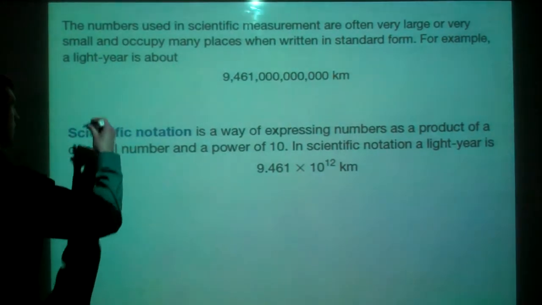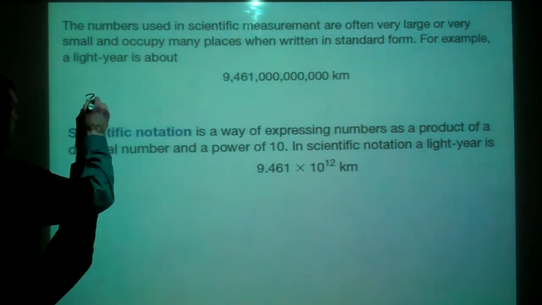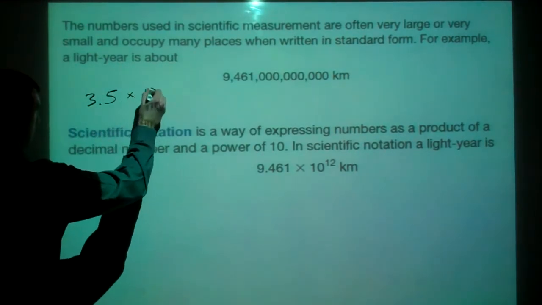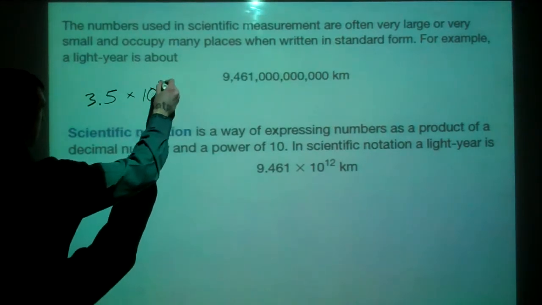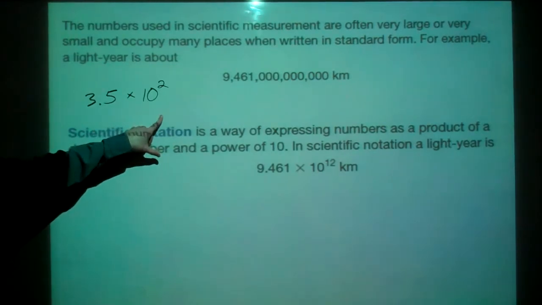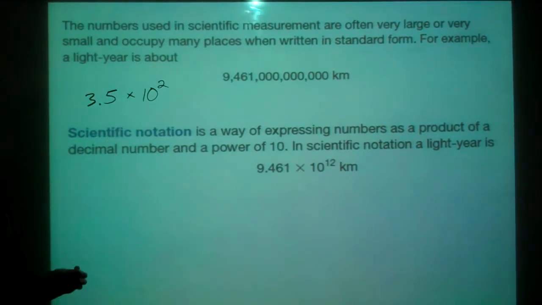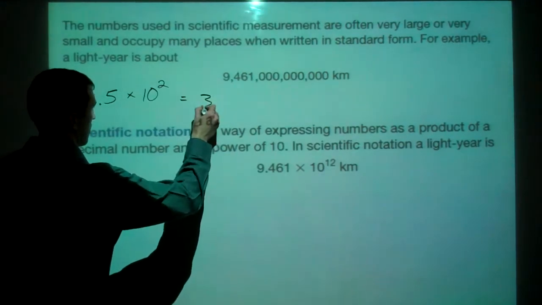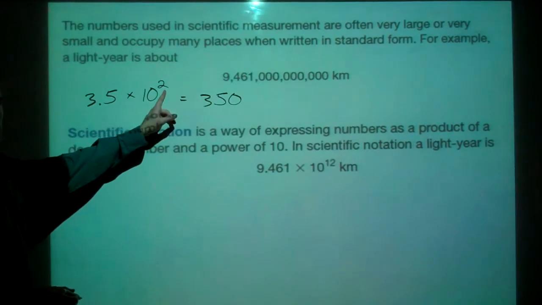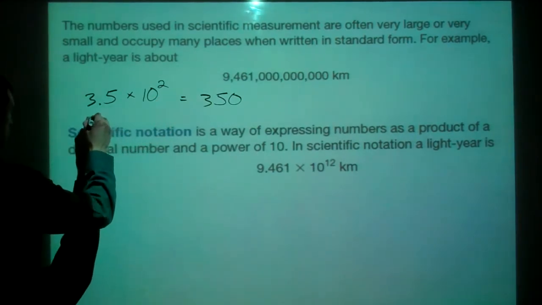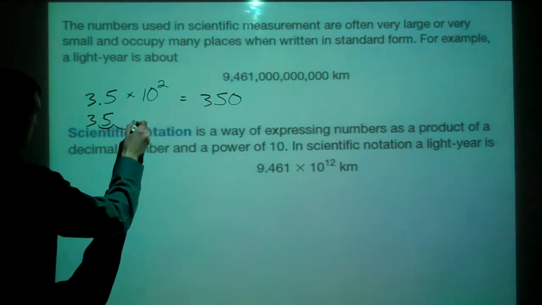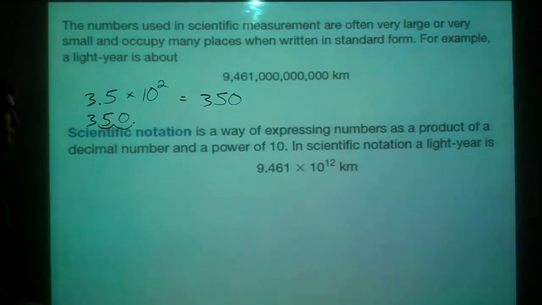So if we had 3.5 times 10 to the second power, that's really 3.5 times 100. And 3.5 times 100 equals 350. And all we did there was move our decimal over 2 spots to the right. So we took our 3.5, moved it 1, 2, our decimal's here now, and it's 350.